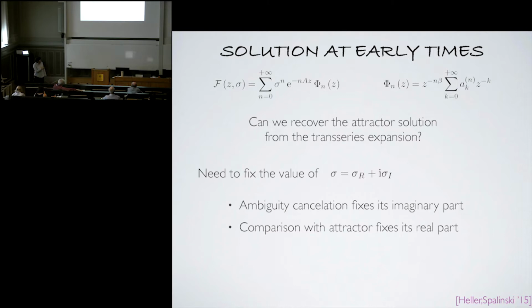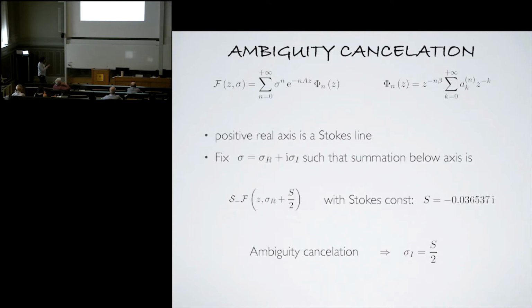So, one of the things is that, again, proper time is positive real. I have singularities in the positive real axis, so I have an ambiguity, which I mentioned at the beginning. So I need to cancel it. And canceling it fixes the imaginary part of sigma. And then I can compare to a particular value of the attractor solution to fix the real part.